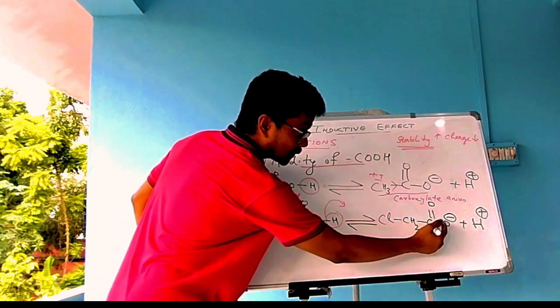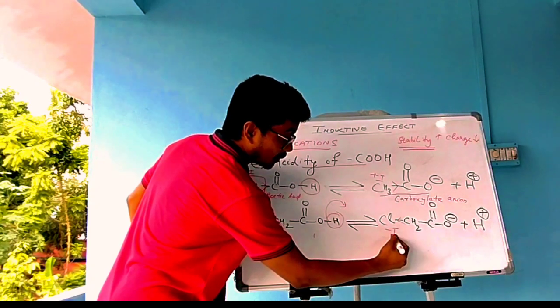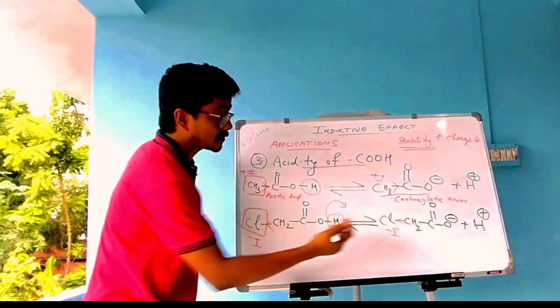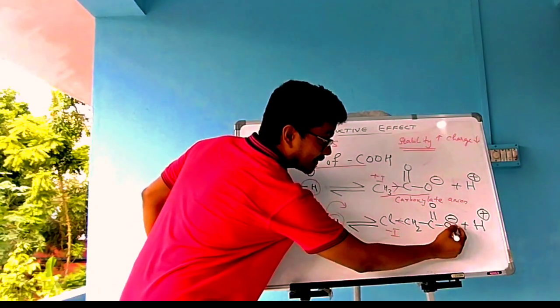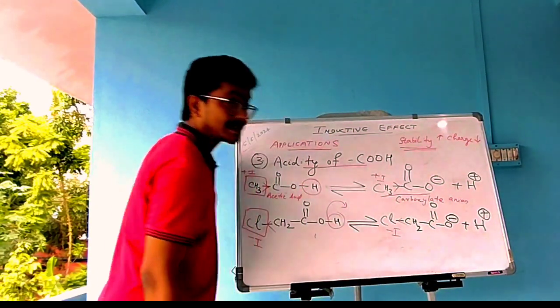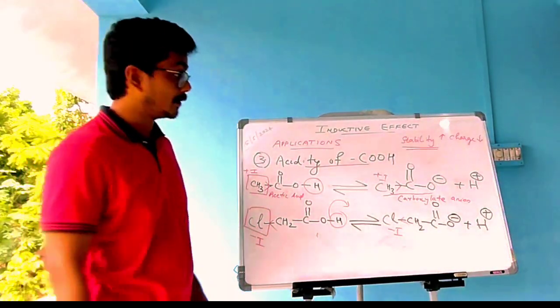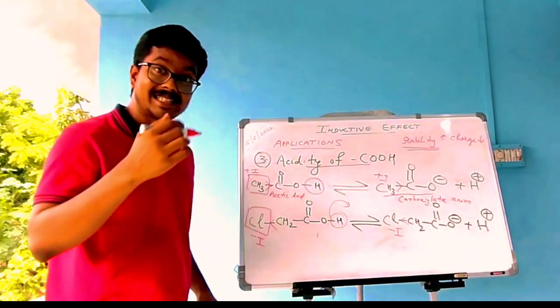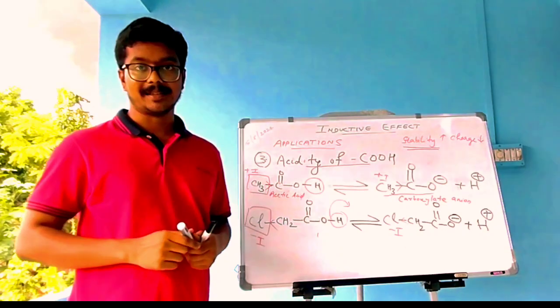In the case of the carboxylate anion, the minus I effect of chlorine will withdraw electrons from this carboxylate anion, thereby decreasing the negative charge, thereby increasing the stability of the carboxylate anion. Minus I effect stabilizes the carboxylate anion, thereby increasing the acidity.